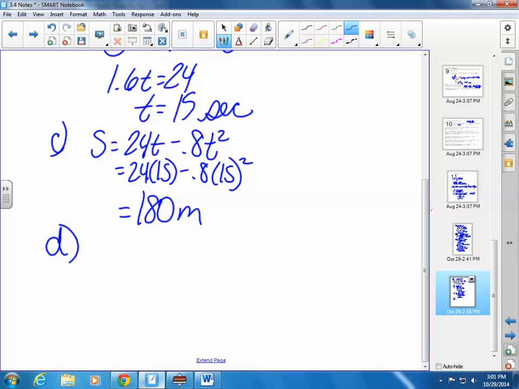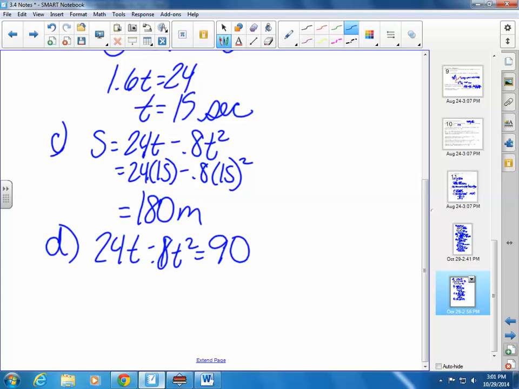So, for D, you want to find out when it's reached half its maximum height, which would be a height of what? 90. So you're going to take that position function, 24t minus 0.8t squared equals 90, and solve it. You might have to do quadratic formula. I don't think it factors.